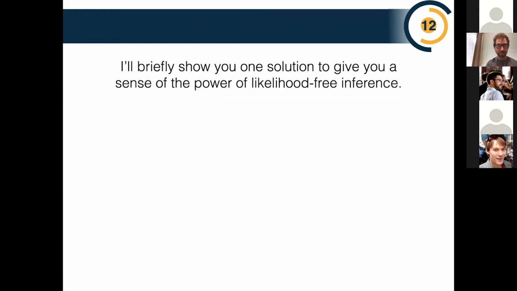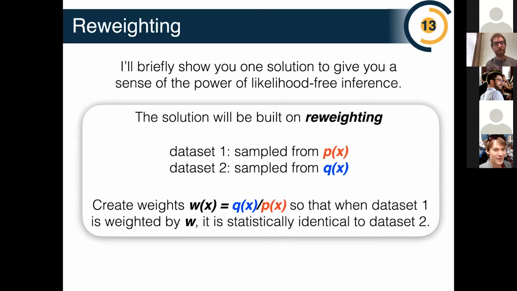Okay. So there are a lot of ways to do likelihood-free inference. That is to say, do maximum likelihood without actually writing down the likelihood function itself. But let me give you one example, and it's going to be based on the technology of reweighting. So I'm sure many of you are familiar with reweighting, but let me just briefly review it.